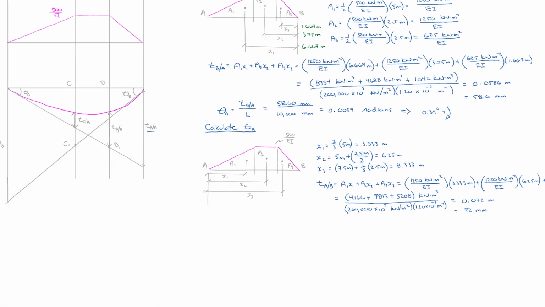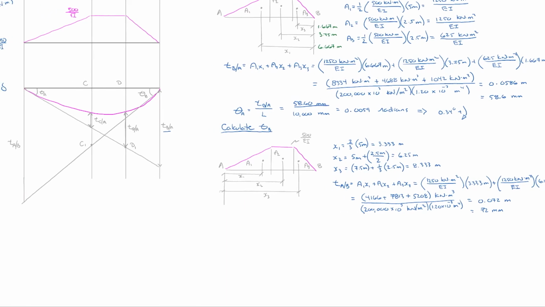And we're one step away from finishing this little bit. So I'm just going to do our theta at B is equal to our tangent distance at A with respect to B divided by length. And so in that case, that's 72 millimeters divided by, again, 10,000 millimeters, which is the overall length, or the length between A and B, as you like.